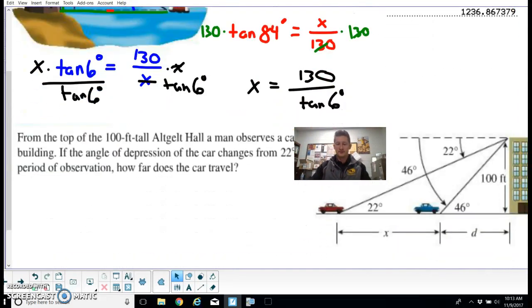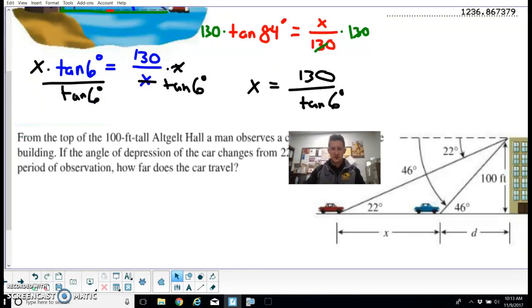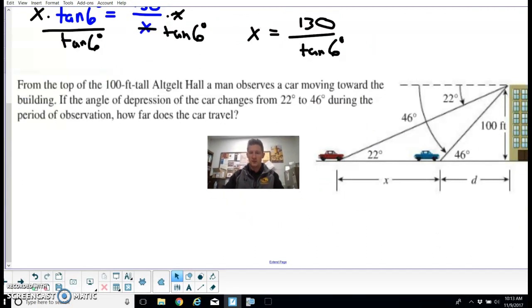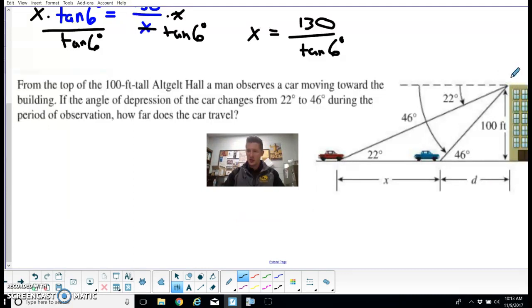Trying another one. So here we've got, from the top of the 100-foot tall Altgelt Hall, a man observes a car moving toward the building. So imagine there's some guy just sort of hanging out up here on top of the building. And he's seeing this car. The angle of depression changes from 22 degrees initially to the red car. Then as the car moves, it's going to be at an angle of depression of 46 degrees. So now he's looking down at the car and it's a little bit closer.